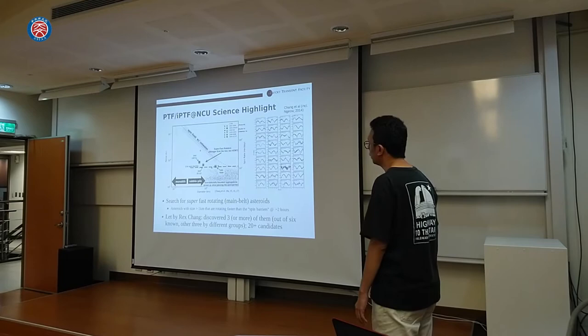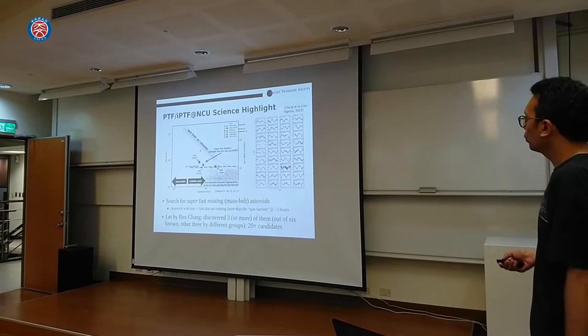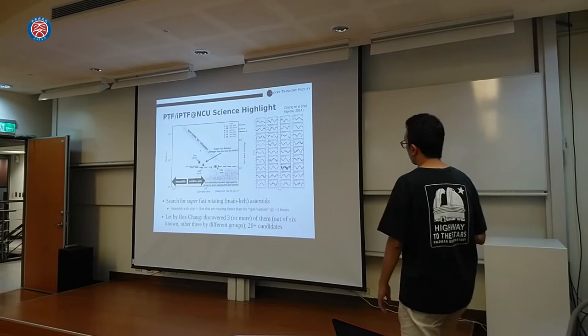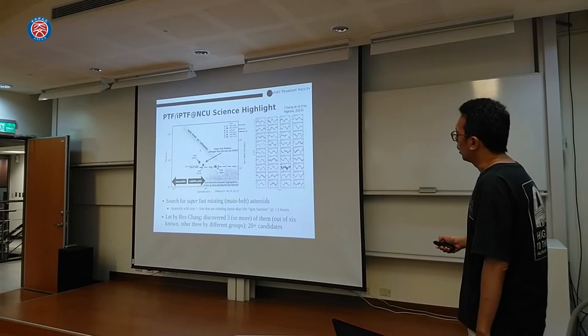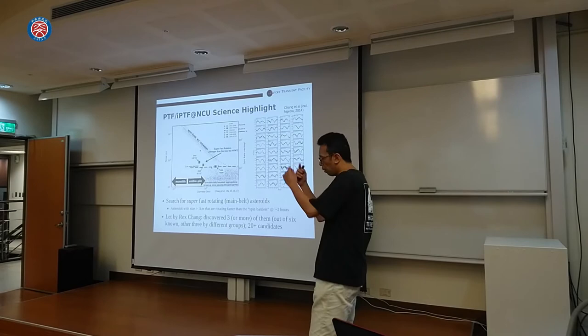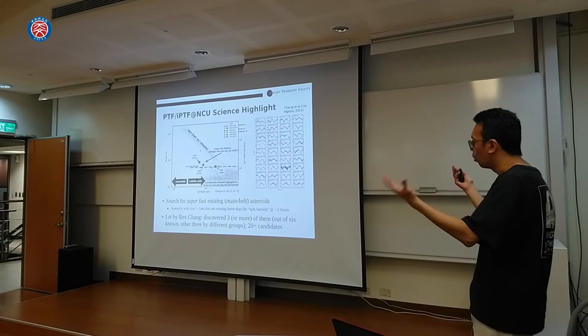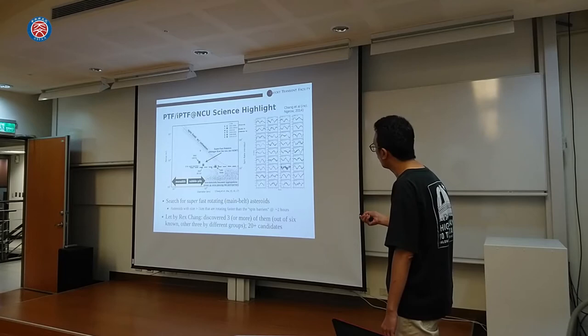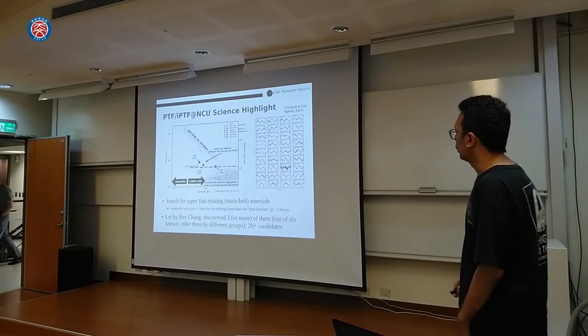So there is one project at NCU, by Rex, he's not here. Rex can come back. He proposed hunting for super fast rotators, main belt asteroids that rotate very fast, faster than 2 hours. The reason is that in the asteroid community, it is well known as what we call the 2-hour spin barrier. That means an asteroid cannot spin faster than this, otherwise it will break up. However, as in nature, there are always some weirdos, some strange ones. How come they can survive beyond this barrier? Of course, there are some theories, say the cohesion in the asteroid.